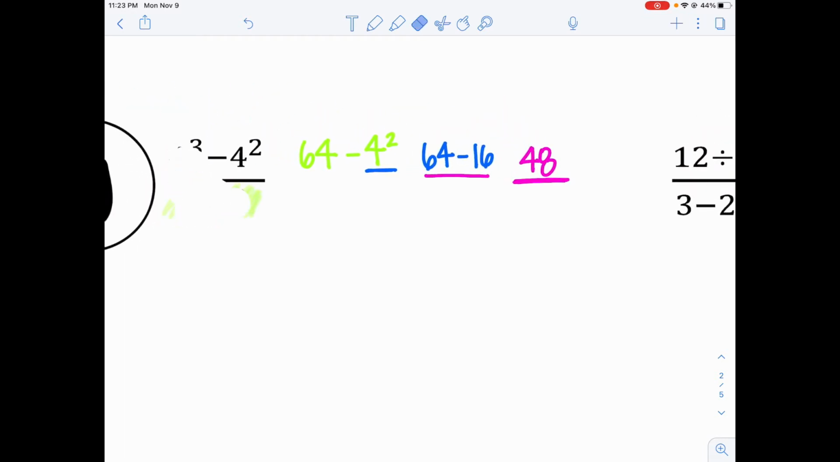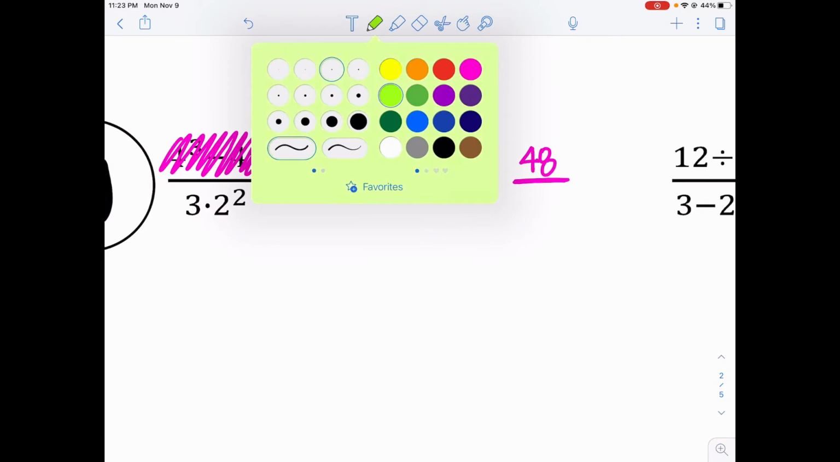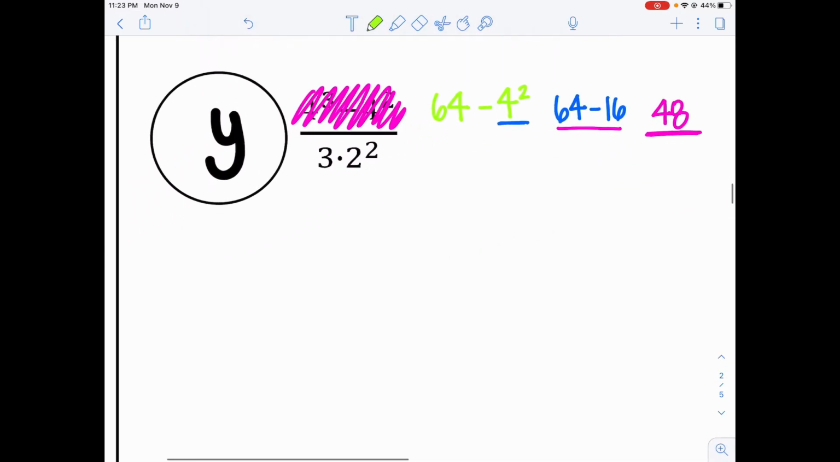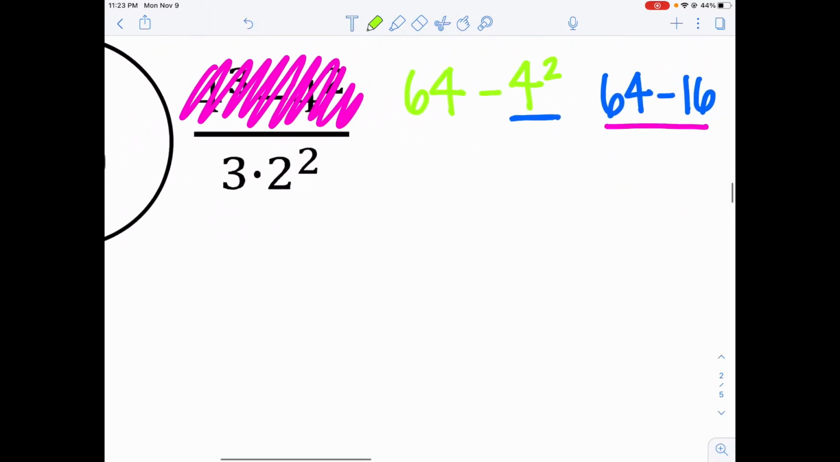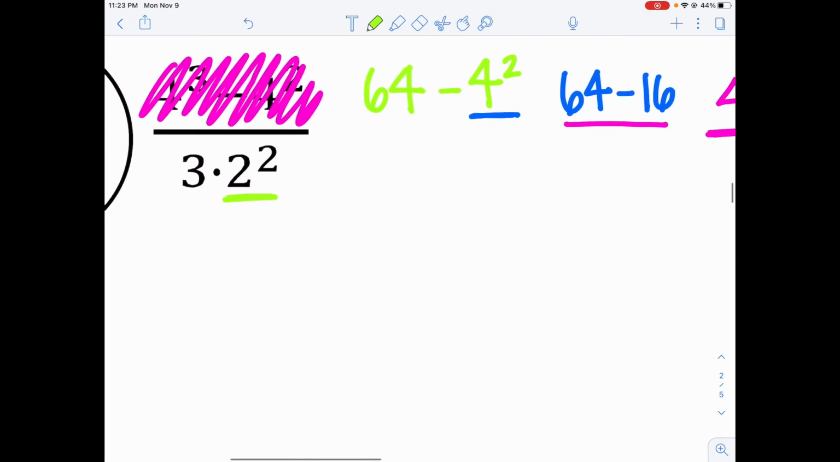Now that I have completely simplified the top, let's go back, ignoring the top, and simplify the bottom. Looking at the bottom, I have multiplication and an exponent. Exponents come first. 2 to the second power is 4, so I'm going to write 4 over here, and then I'm going to bring over everything I have not used, which is a 3 and a multiplication sign.